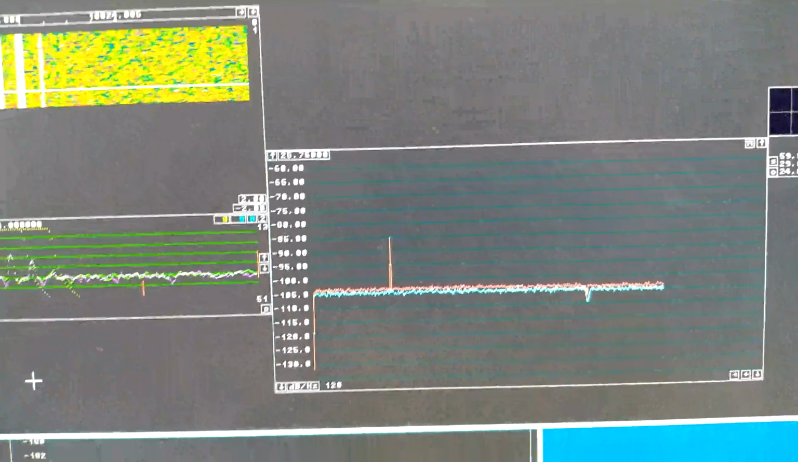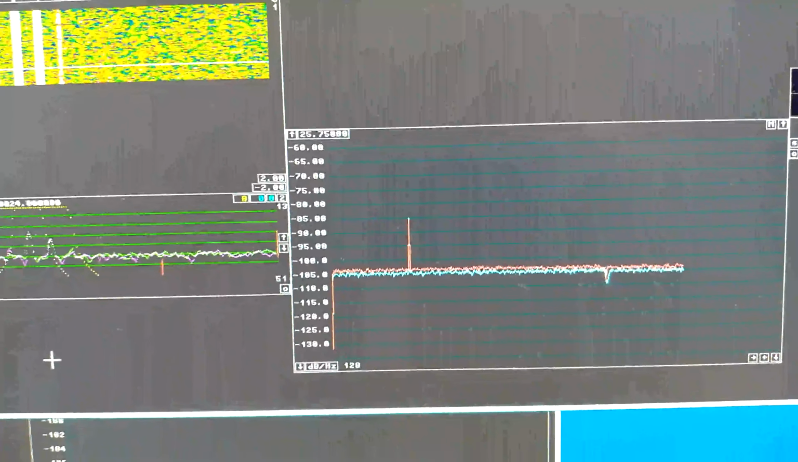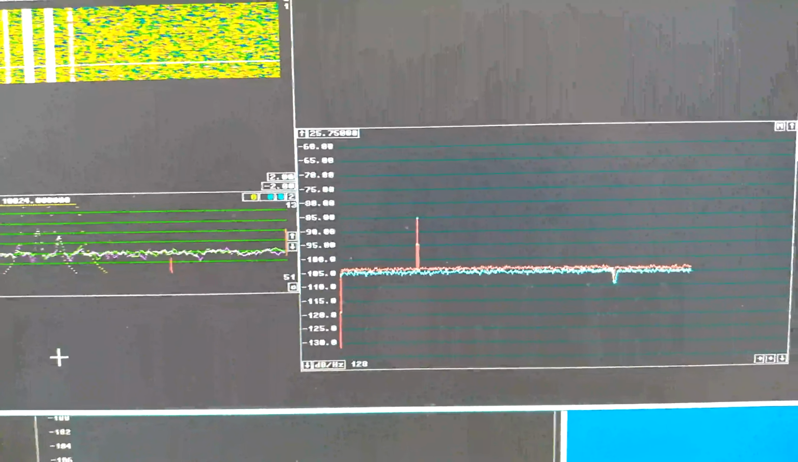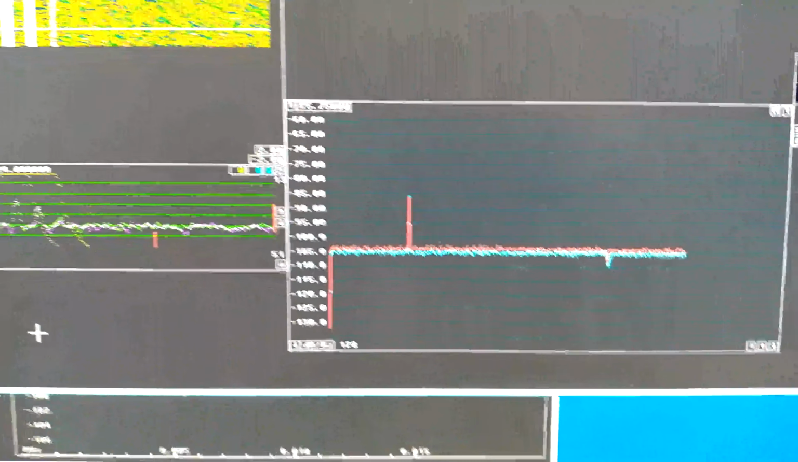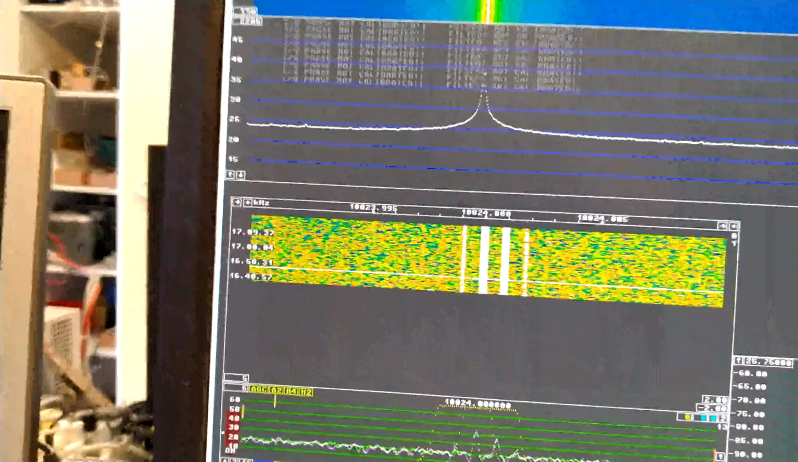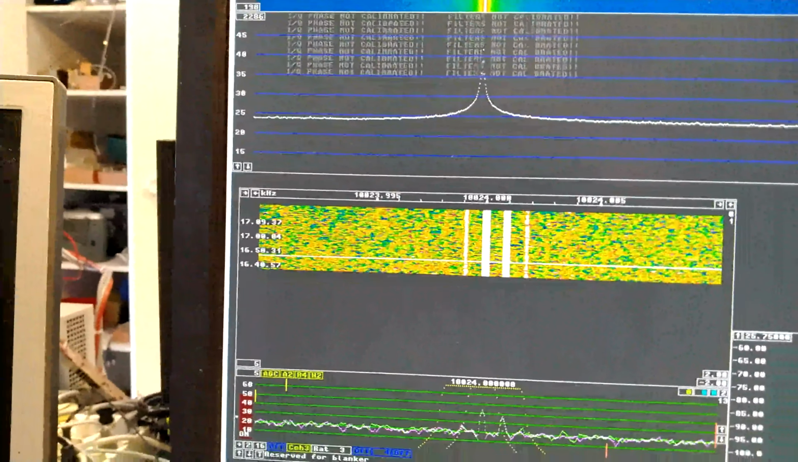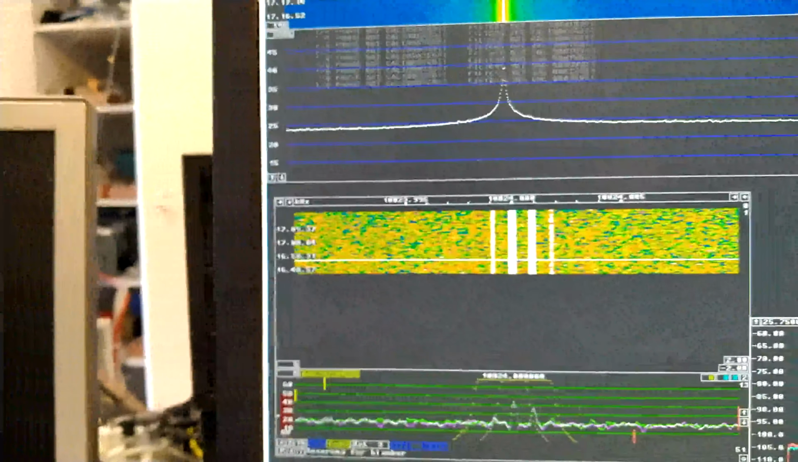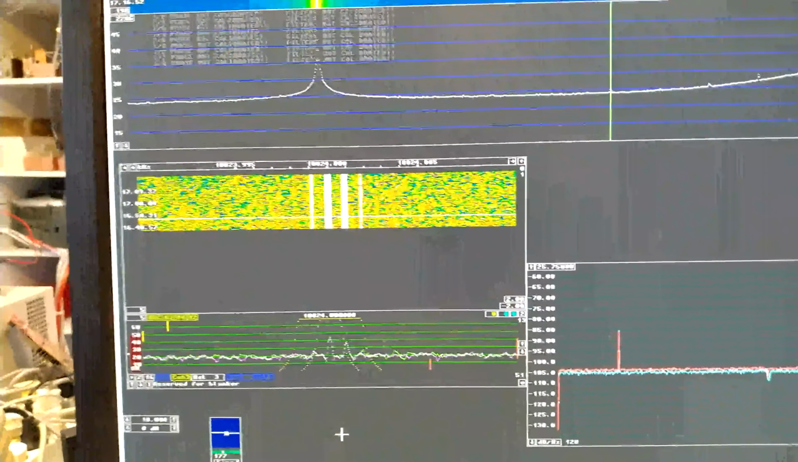Here I added 4 50 ohm dummy loads on the inputs to the M-Track Quad, and here I can see there is no change at all. So it is an internal problem of the sound card.